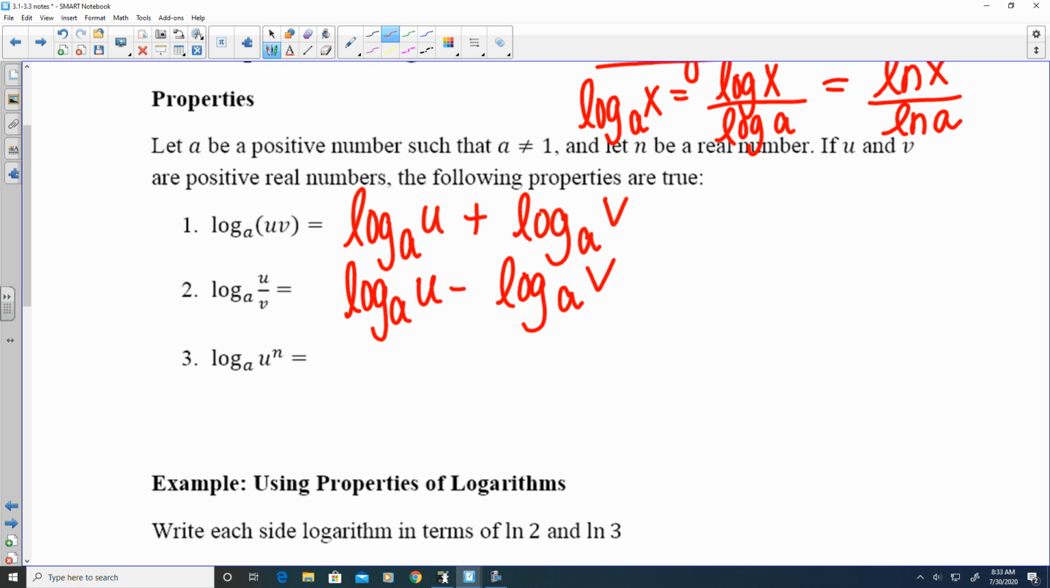And if we have log base a of u to the n, the n comes down to the front. So that doesn't make a whole lot of difference, but it is an expanding step that you will need to do, is bring that n down to the front so that it's fully expanded.